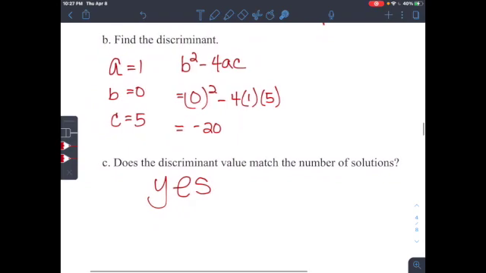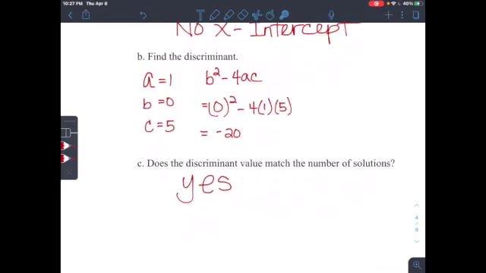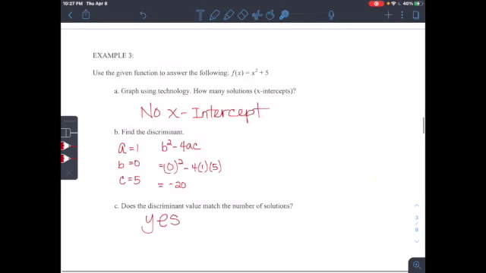So does the discriminant value match the number of solutions? Yes, because a negative discriminant will give you no x-intercept. So therefore, it all matches. And that concludes the notes for 5.7.